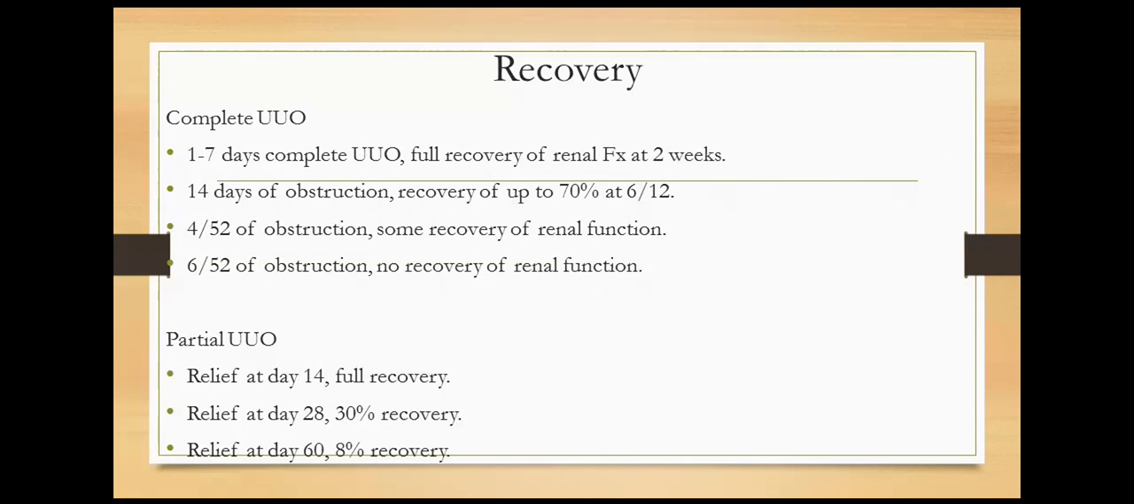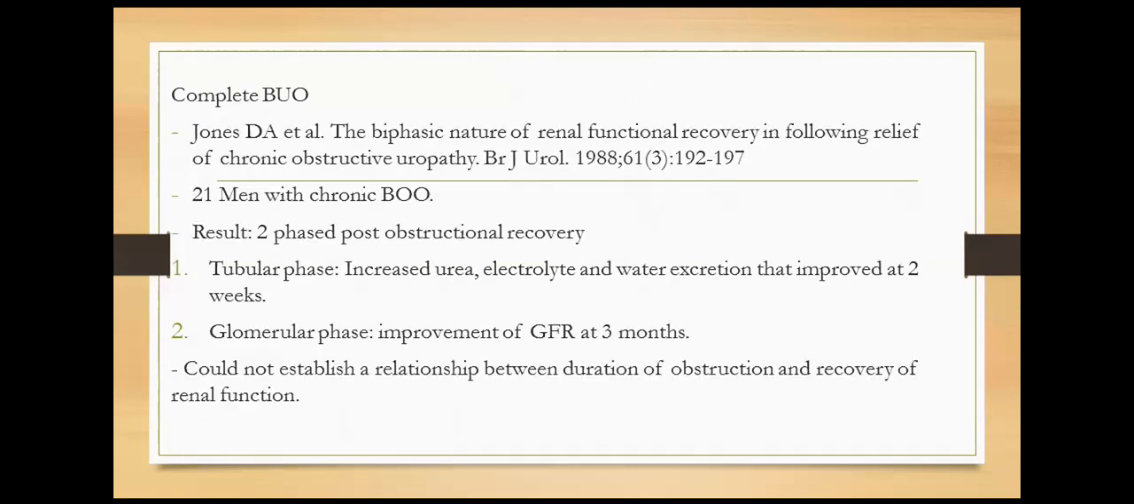And of course, partial obstruction tends to be more forgiving. Up to 2 weeks is still full recovery, and at a month's time, you get 30% recovery. With relief at day 60, you get about 80% recovery. At least the RUO, which is the reversible ureteric obstruction model in rodents, is shown as this.